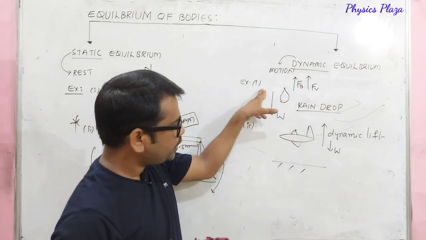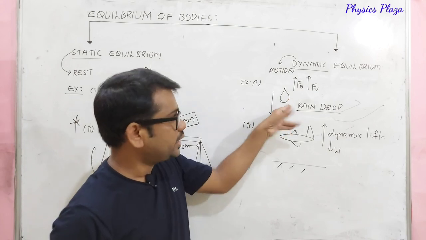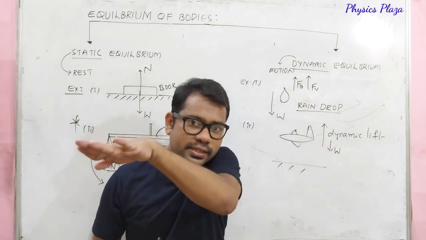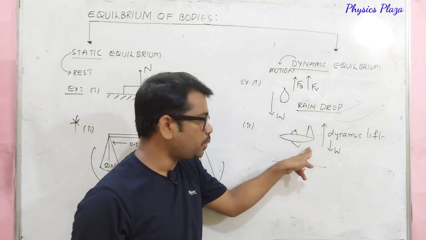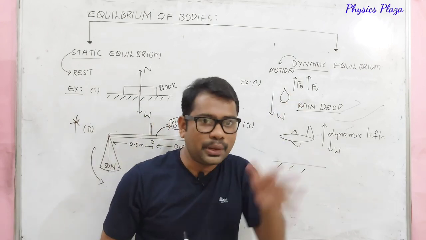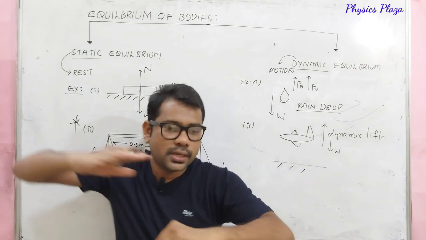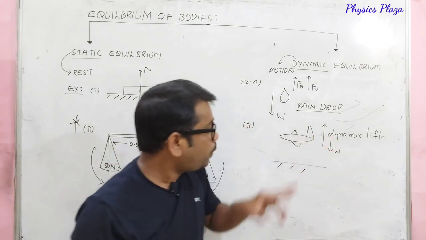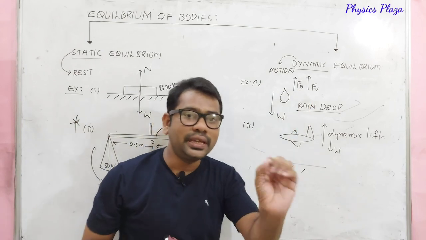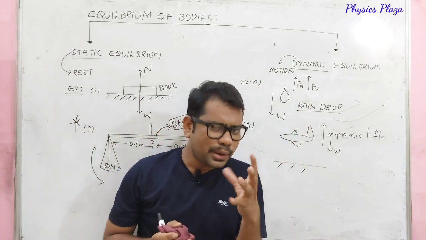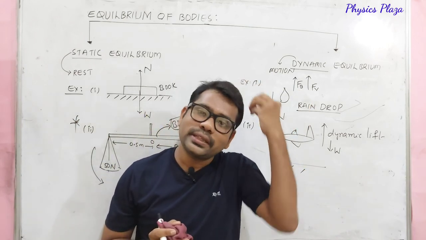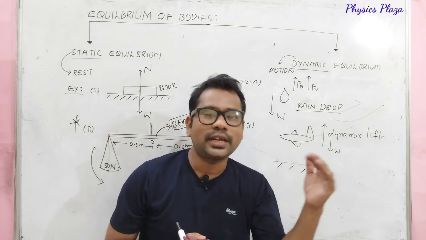Dear children, if you observe these two examples, the raindrop is falling vertically and the aeroplane is going horizontally. But both are going along a straight line path. One is coming down like this, whereas the aeroplane is going like this, but both are along a straight line path. That is linear motion only. But dynamic equilibrium does not mean that the body should go along a straight line path only.